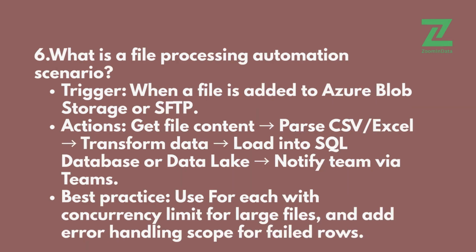What is a file processing automation scenario? Trigger: when a file is added to Azure Blob Storage or SFTP. Actions: get file content, parse CSV, Excel, transform data. Load into SQL database or data lake. Notify team via Teams. Best practice: use for each with concurrency limit for large files, and add error handling scope for failed rows.